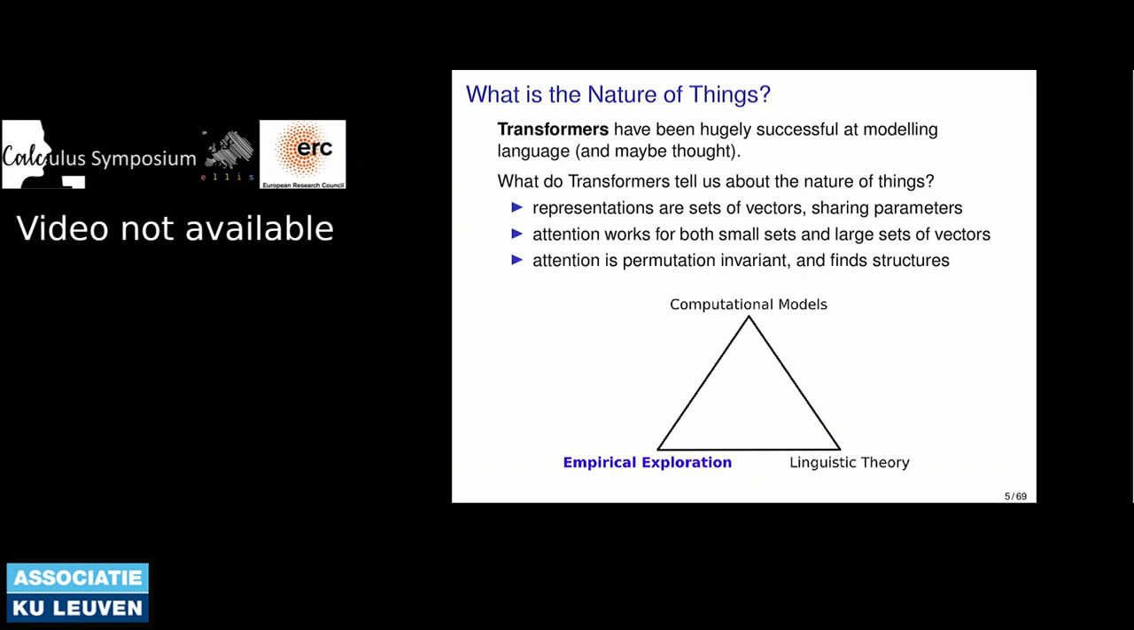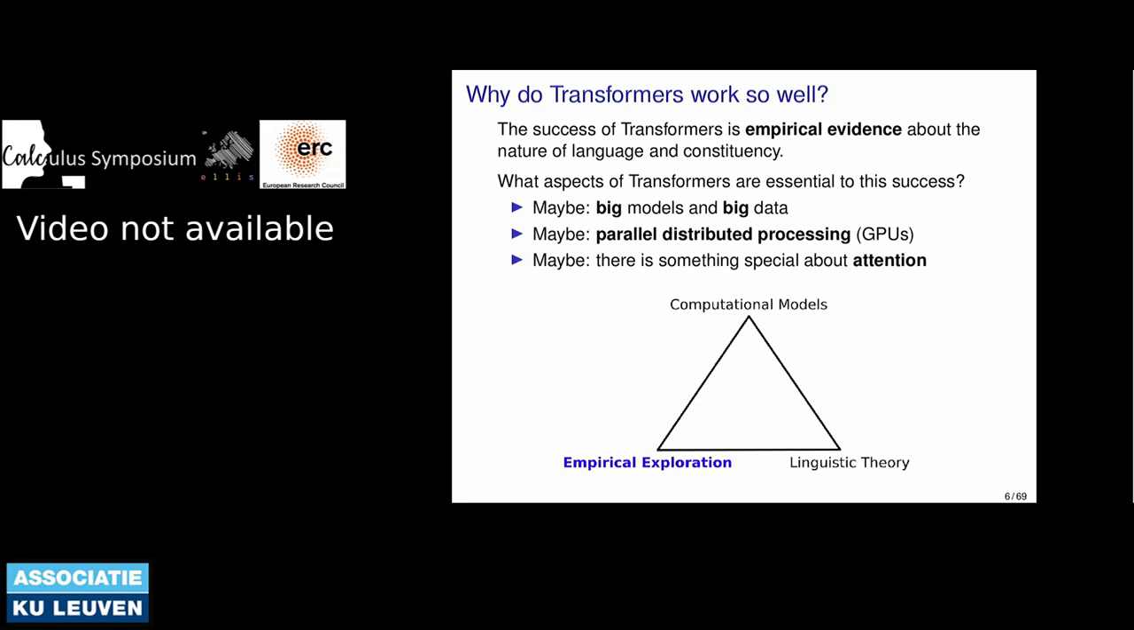So if we want to say the empirical success of transformers is evidence about the nature of language and therefore constituency, maybe that's not true. Maybe there are other things that explain the empirical success of transformers. One thing you often hear is they're successful just because they're big, they have lots of parameters, and they're trained on an enormous amount of data. Maybe that's part of the success, but that can't be the whole story.